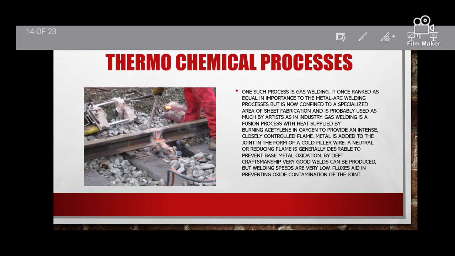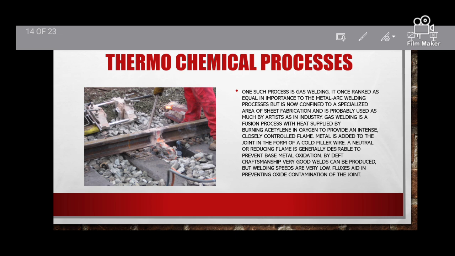Thermochemical process. One such process is gas welding. It once ranked as equal in importance to the metal arc welding process, but it's now confined to a specialized area of sheet fabrication, and it's probably used more by artists than industry.